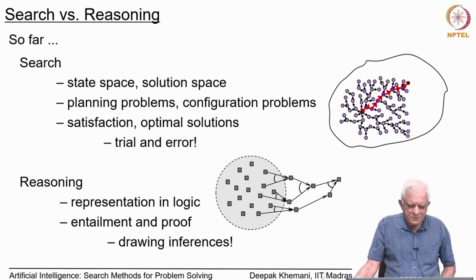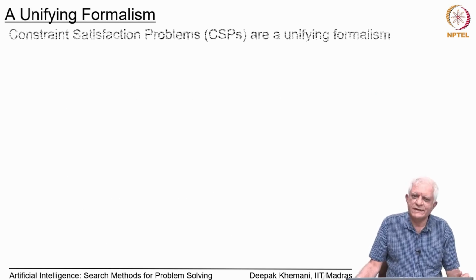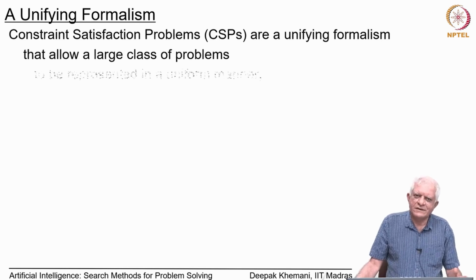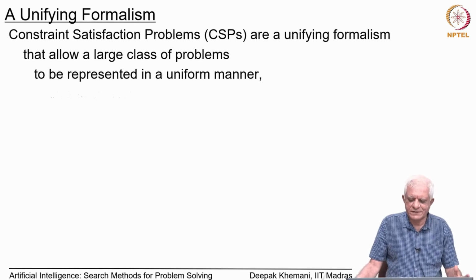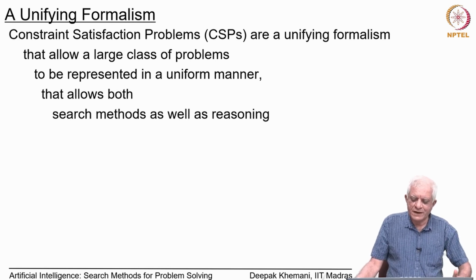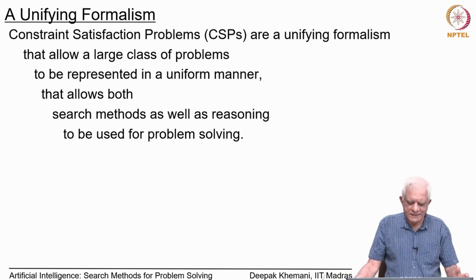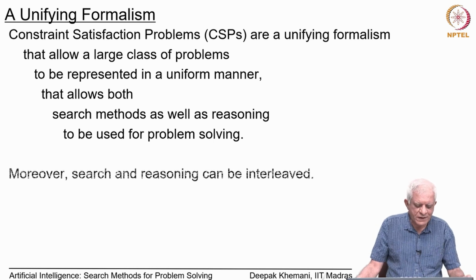So, what we are going to do this week is look at a unifying formalism, and that formalism is expressing problems as constraint satisfaction problems. CSPs, as we will call them, are a unifying formalism that allow a large class of problems to be represented in a uniform fashion, and that allow both search methods as well as reasoning to be done for problem solving. In some sense it unifies the two approaches that we have been looking at.